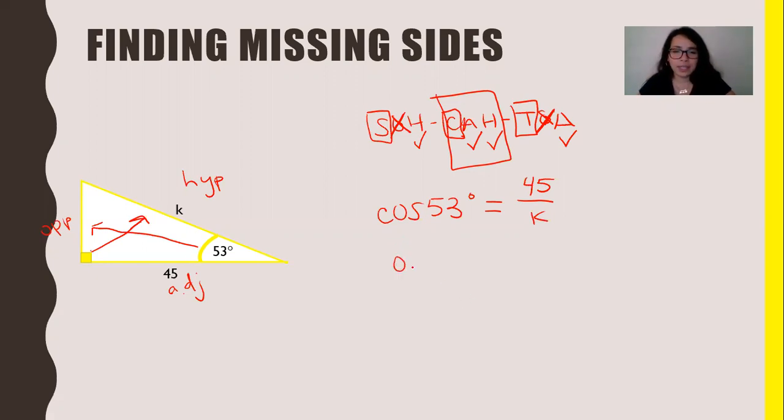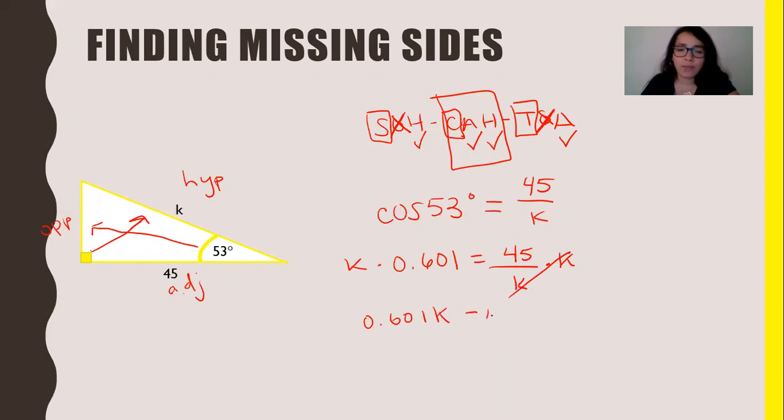Oh, I got 0.6018. Okay, good. 0.601. So we take the first, we're gonna put 0.601. Again, our goal is to get K by itself, but this time notice it's on the bottom, so I'm gonna have to move it before I get it by itself. So I'm gonna multiply by K on each side. And that leaves me with 0.601 K equal to 45.